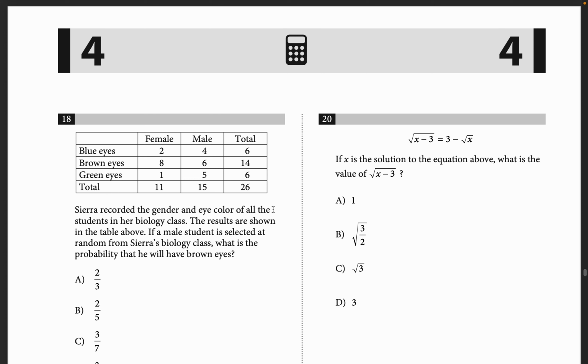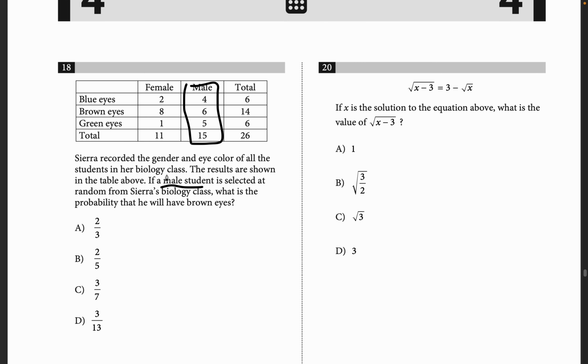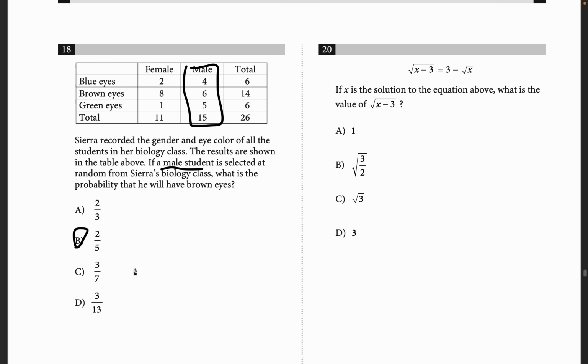Sierra recorded the gender and eye color of all the students in her biology class. The results are shown in the table above. It's saying a male student, so we're in this zone. If a male student is selected at random, what is the probability that... It's 6 out of 15. They simplified it, so divide both by 3. 6 divided by 3 is 2, 15 divided by 3 is 5. So 2/5. The key phrase here was a male student is selected at random, so we're already restricted to this group.